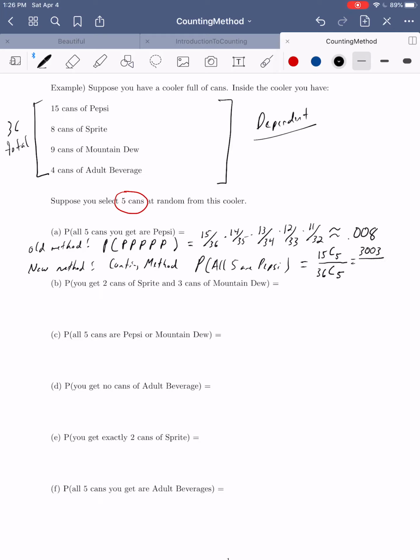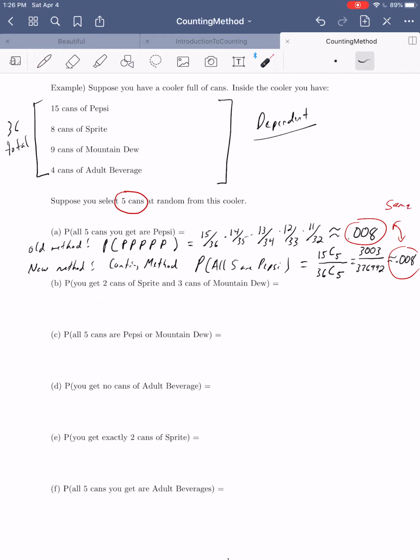3003. And your denominator, 36C5, should come out as a really large number, about 376,992. Okay, that might not mean too much to us, but let's actually do the division. 3003 divided by 376,992. And what do we notice? We get exactly the same thing, 0.008. So these two, of course, are the same.